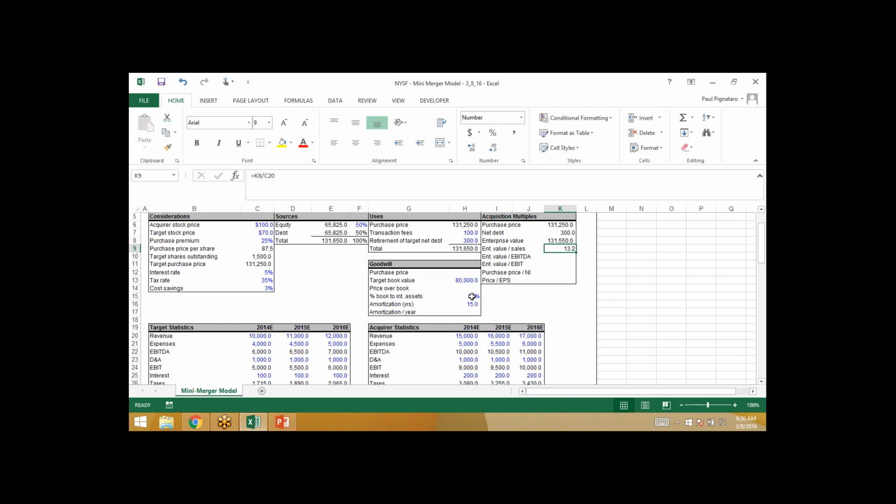Usually enterprise value to sales or revenue multiples are 1 times, 2 times maybe, a lot of times 0.5, 0.85 times that public companies trade at.